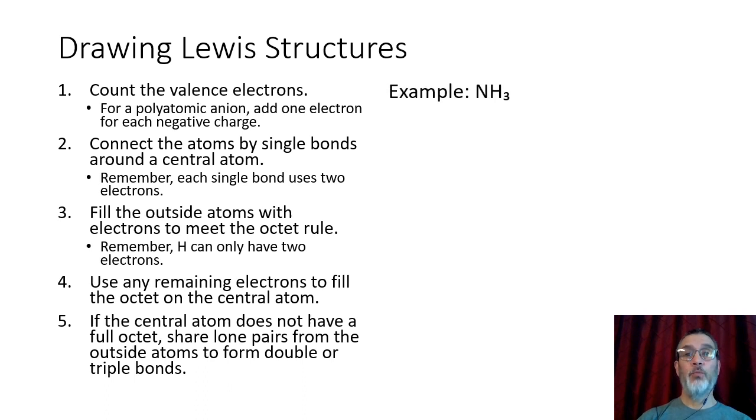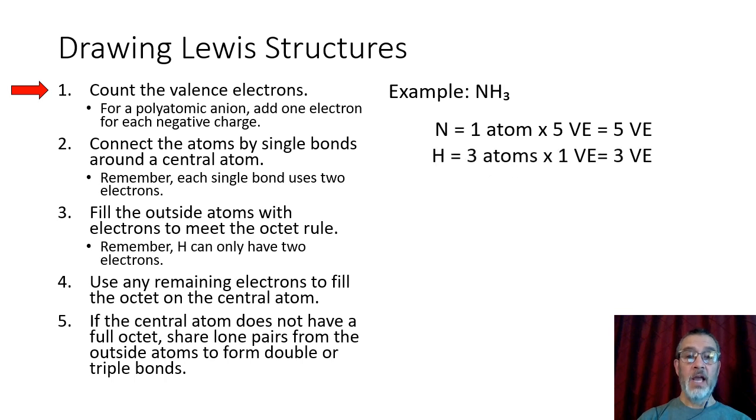Our next example will be NH3, ammonia. If I count the valence electrons, step 1, what I'm going to see is that nitrogen comes from group 15, so it brings 5 valence electrons. Each hydrogen brings only 1 valence electron, so a total of 3 valence electrons from the 3 hydrogen atoms, and 5 plus 3 gives me 8 valence electrons to play with.